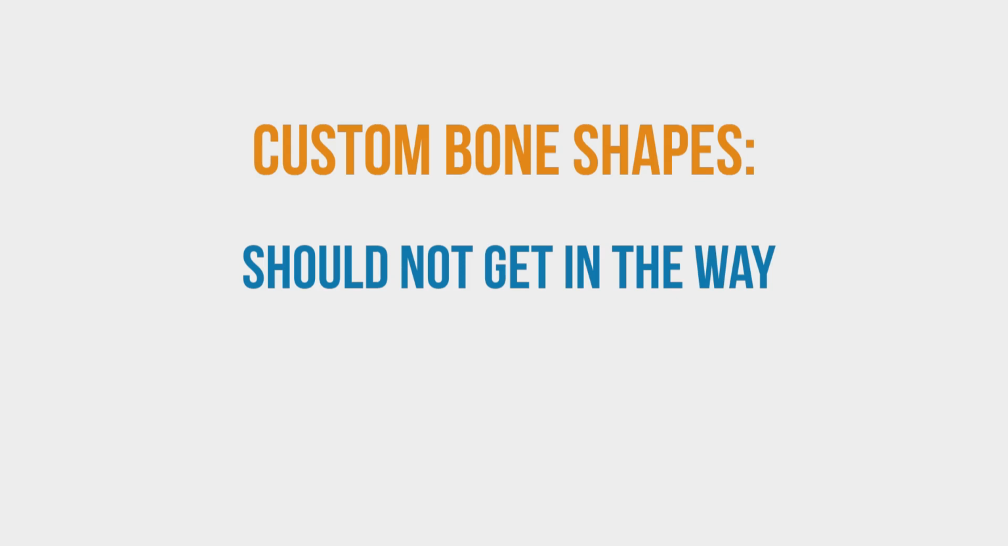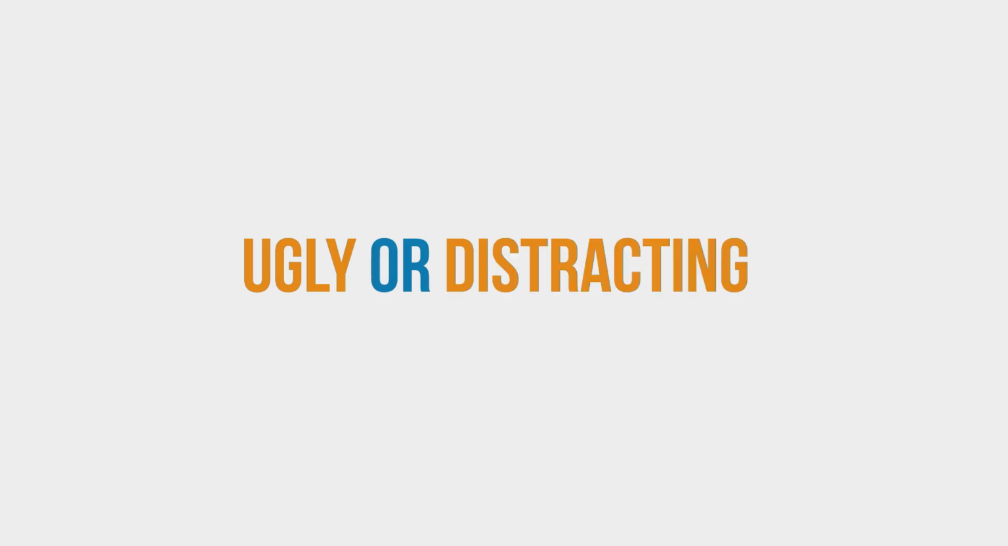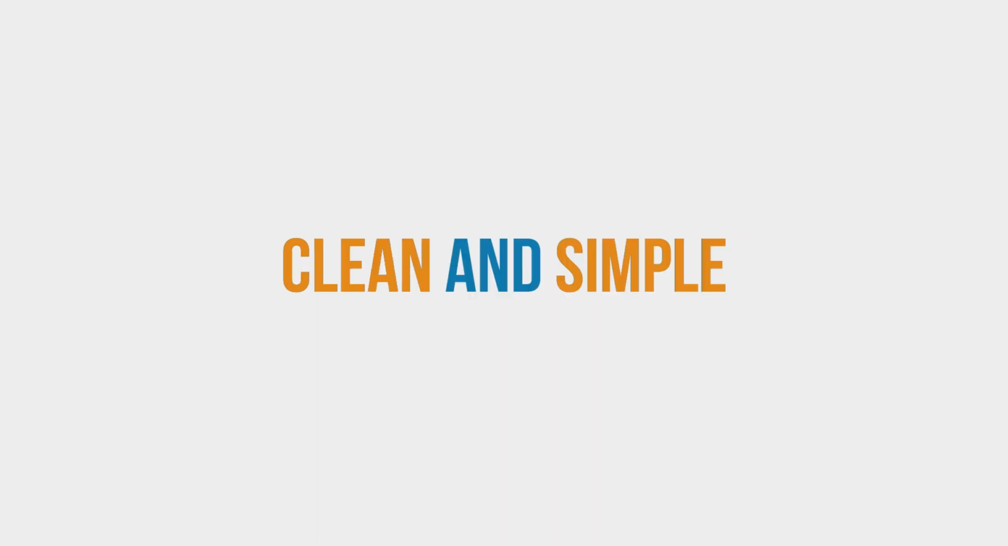They shouldn't get in the way of the character because the animator needs to see what's going on in the screen without it being obscured, and it should be somewhat logical to the task it performs. However, if that shape becomes ugly or distracting, it's best to choose a clean and simple shape because animators will figure out what the control does, so you don't need to overcomplicate the shapes.